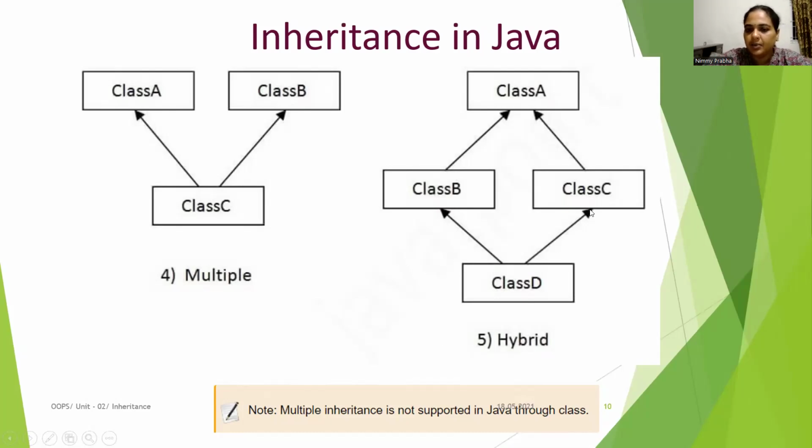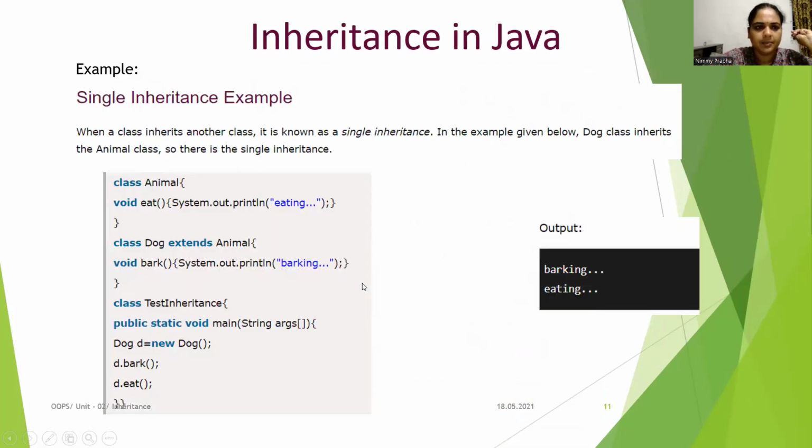The next one is hybrid inheritance. It is a combination of single inheritance and hierarchical inheritance. Class B is inherited from class A and class C is also inherited from class A, and class D is inherited from class B and C, but it is not possible in Java. So we will look up to the next type.